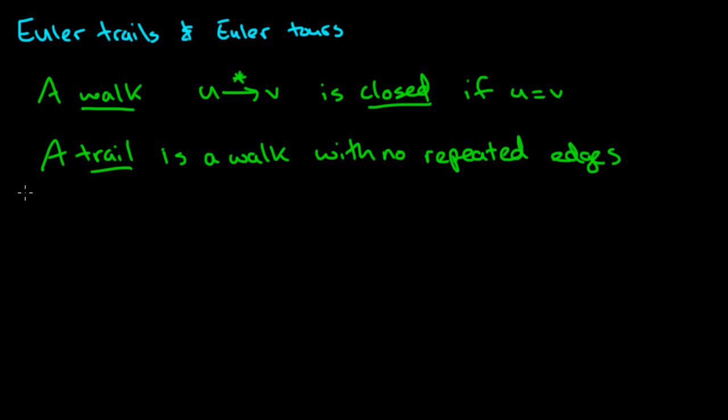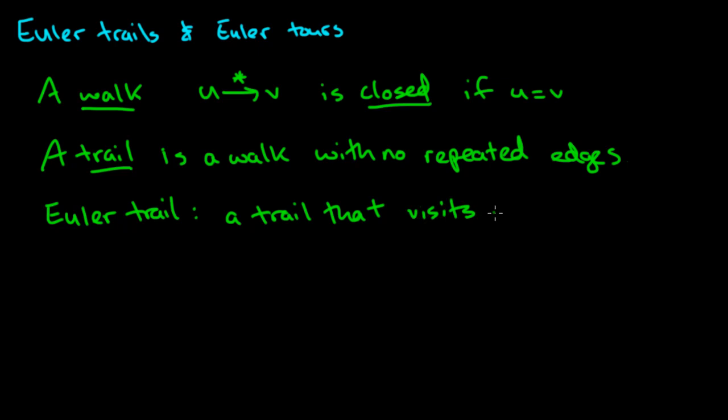Now, what makes a trail an Euler trail is if it visits every edge exactly once. So an Euler trail, it's a trail that visits every edge once. So we were looking for an Euler trail in the graph that represented the bridges of Königsberg, and the point of that video was to show that such a trail does not exist in that graph.